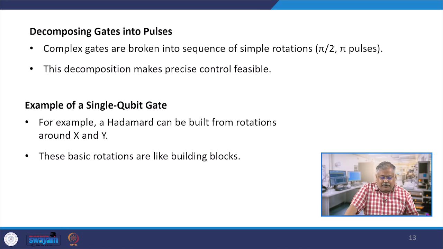Now, what we do is break the complex gates into a sequence of simple operations, so pi by 2 or pi pulse, and this decomposition makes precise control feasible, right. I will give you an example of that. Let us take the Hadamard gate. It can be built from the rotation of the Pauli X gate and Pauli Y gate, right, and these basic gates are like building blocks for the qubits.